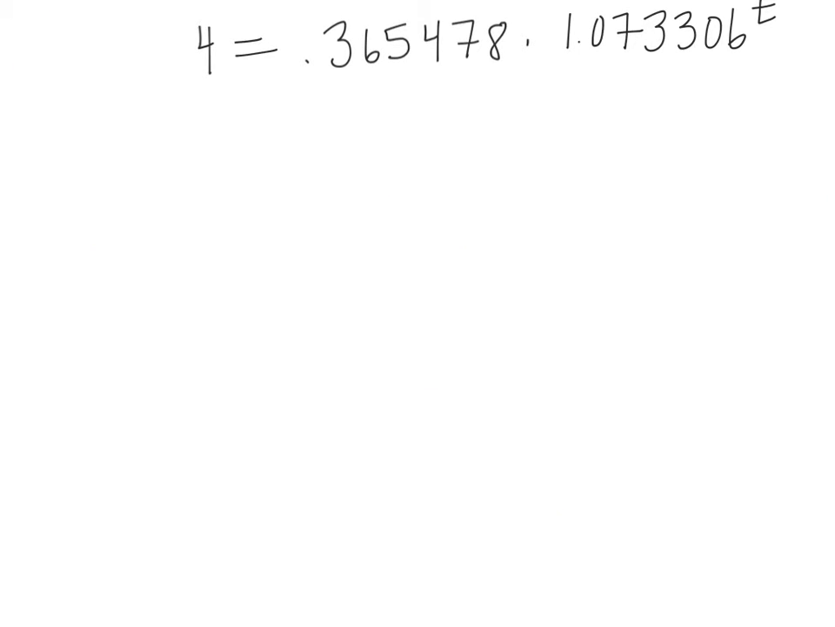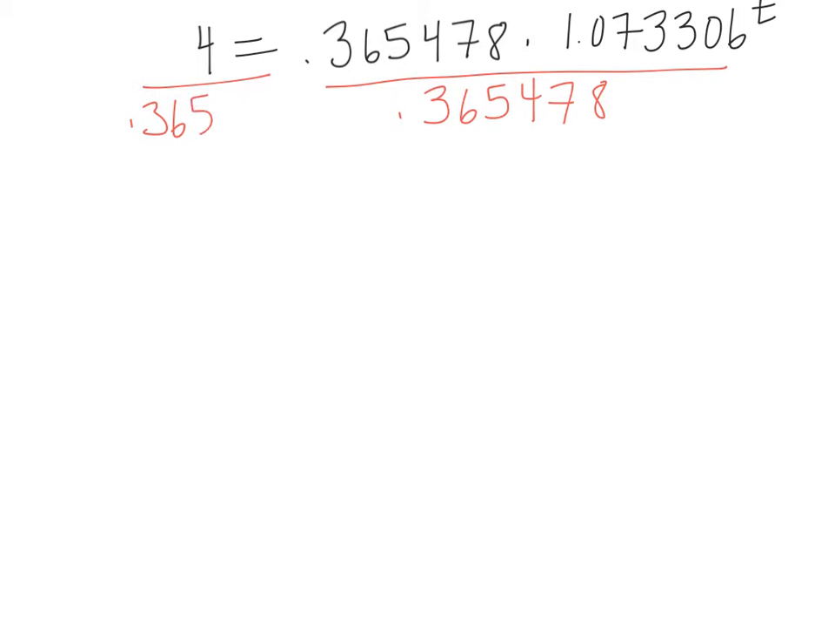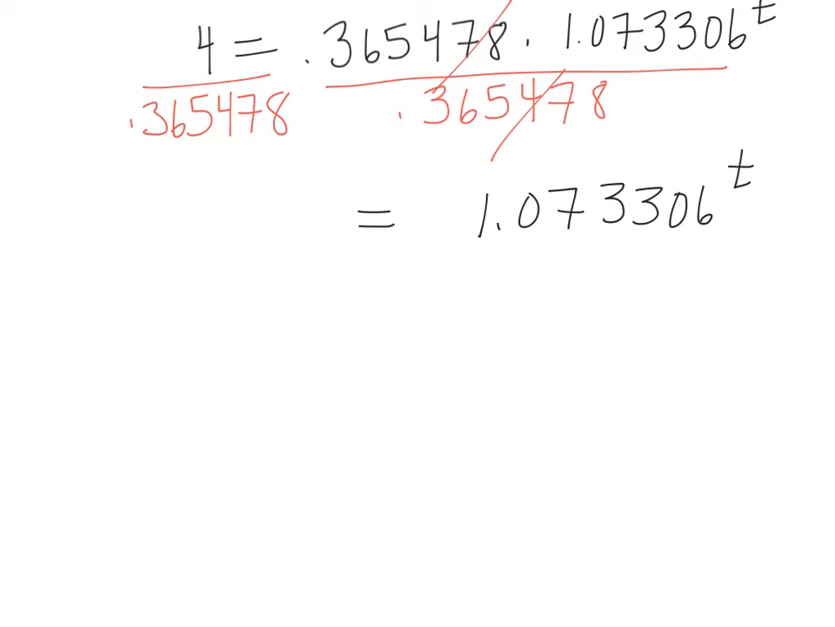So I'm going to go ahead and start with the 4. Let's plug that in. The first thing that we need to do to solve this equation is to divide by the 0.365478. So I'm going to do that to each side. So these guys are gone. And so now on the right, we've got 1.073306 to the t. And on the left-hand side, I'm just going to rewrite this still as a fraction.